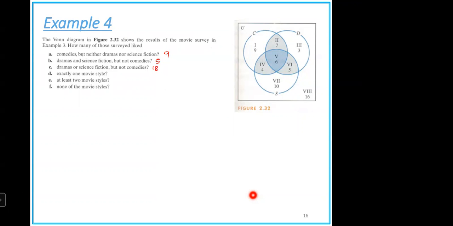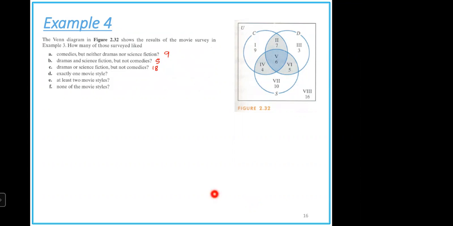Okay, now that was Miss Pratt. Okay, Miss Fernanda, look at D. They said people who like exactly one movie style. So that'll be the 9 in section 1, the 3 in section 3, and then the last one is 10. So when you add that up, 22. Okay, thank you.